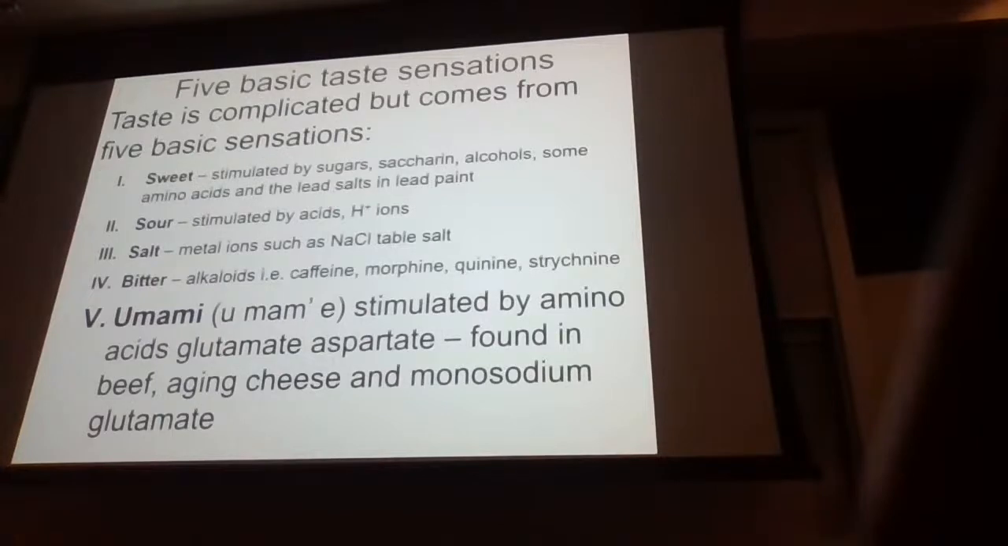This last one, the umami. Amino acids like glutamate and aspartate will stimulate this sensor. That's what gives a nice, good steak its great taste. And we've figured out how to artificially produce this now, so you can actually just spread a steak over your salad if you want.